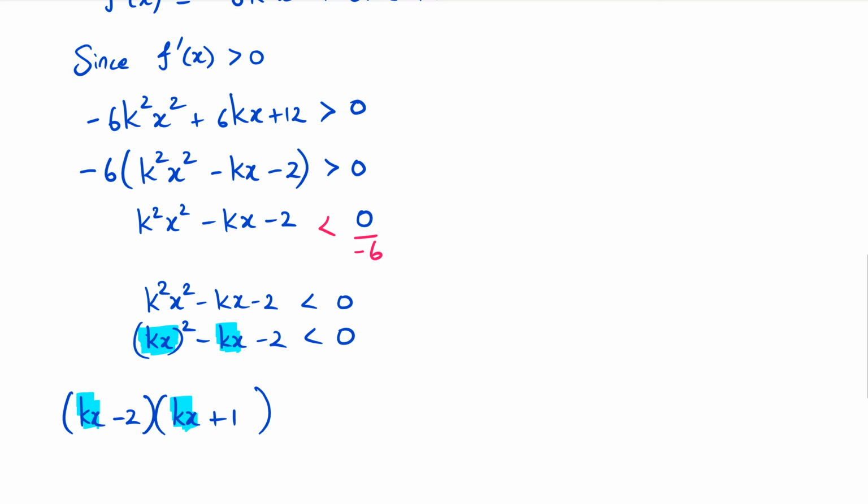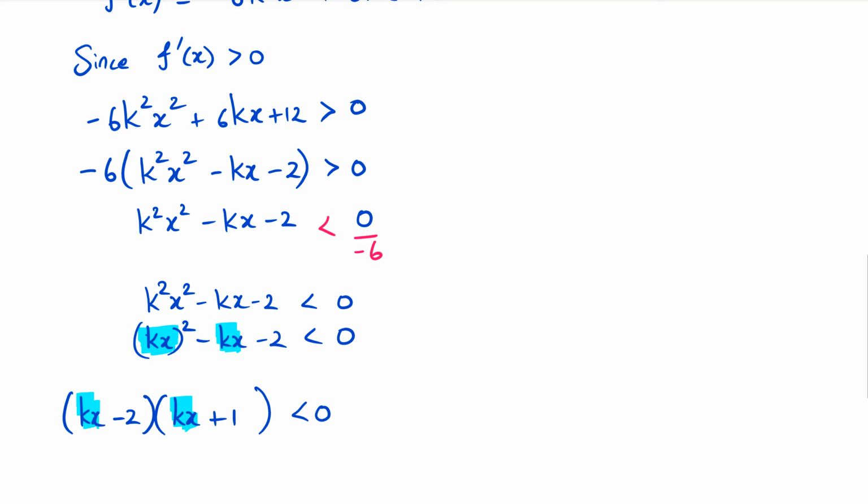This is just algebra, guys, and I did a couple of questions of this in the tutorials. Which tutorials was it? There are some quadratic equation tutorials that I've done. Just remind me in the comment section and I'll put it up there. But yeah, what we end up with is kx minus 2 and kx plus 1, and this is now less than 0.